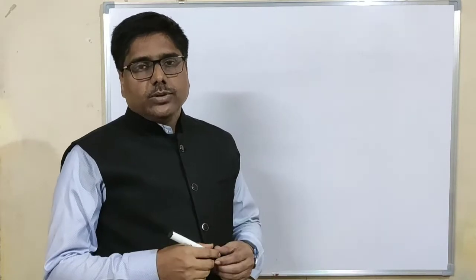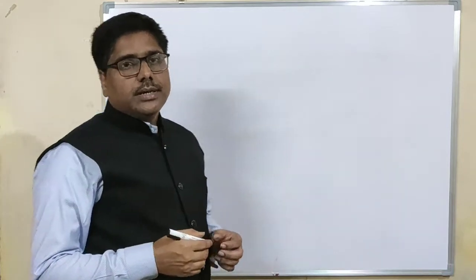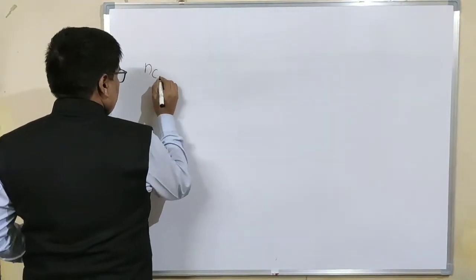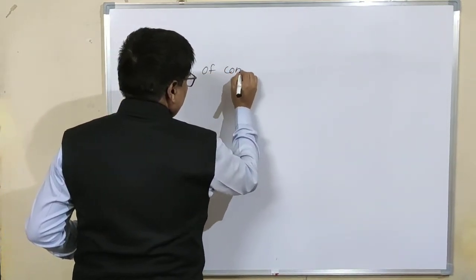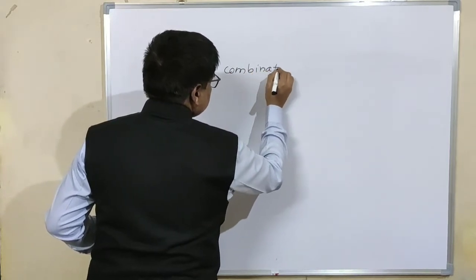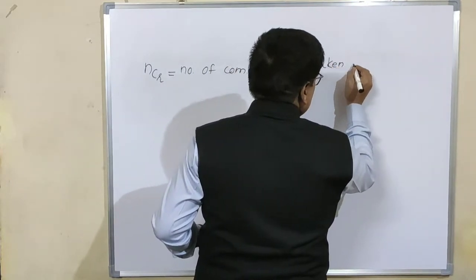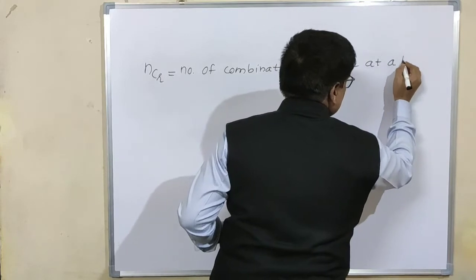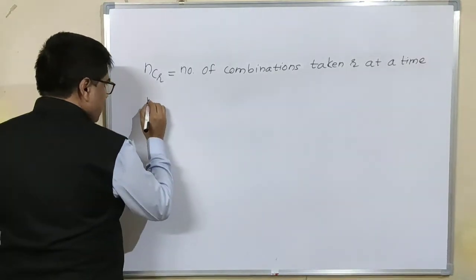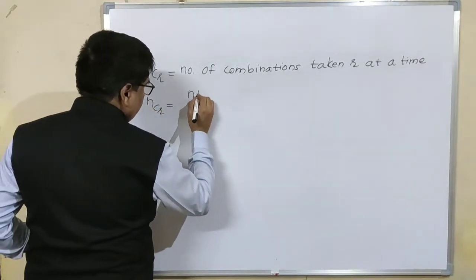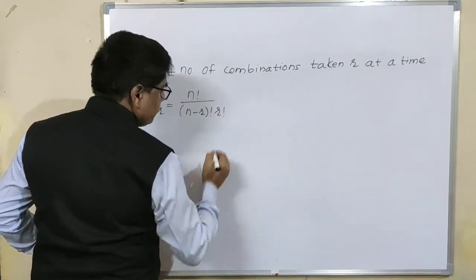It would be very interesting to know what nC1, nC2, nC3 and so on are. nCr is equal to the number of combinations of n things taken r at a time. And its formula is given by nCr is equal to factorial n upon factorial n minus r into factorial r.